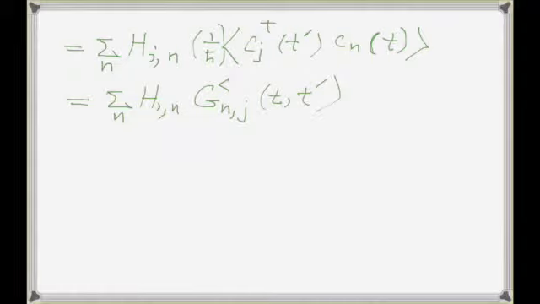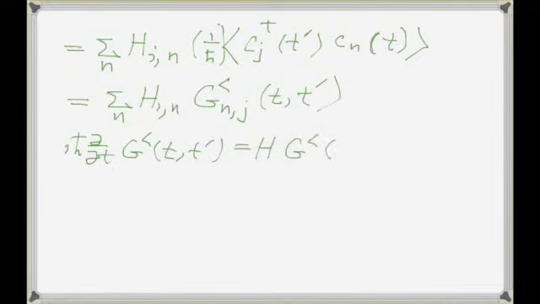So the equation of motion we have is that iħ d/dt G<(t,t') is equal to H G<(t,t'). And if we Fourier transform that into energy, the iħ d/dt just becomes energy, and we have (E − H) G< equals 0 in terms of energy.